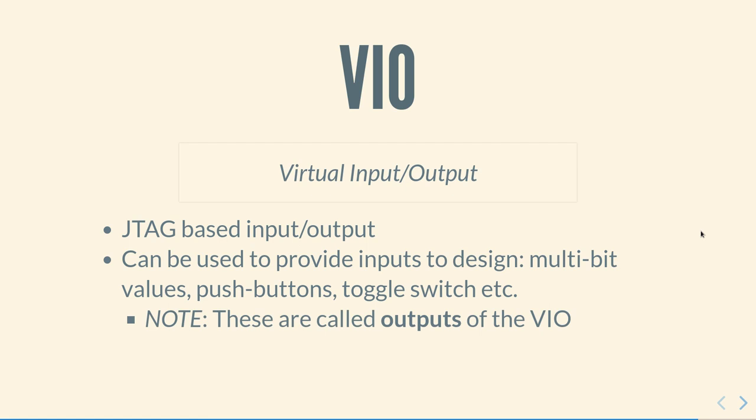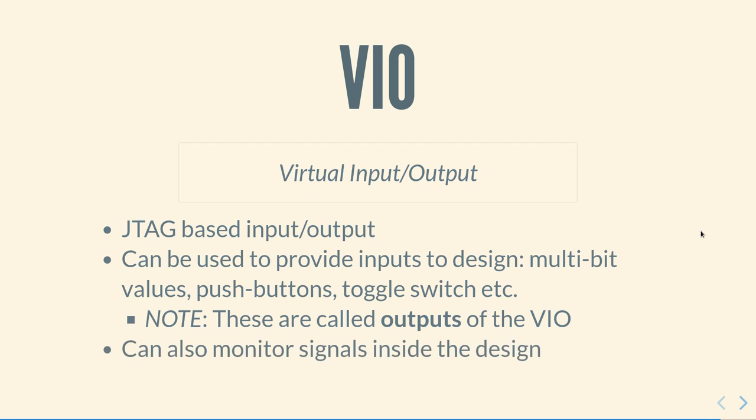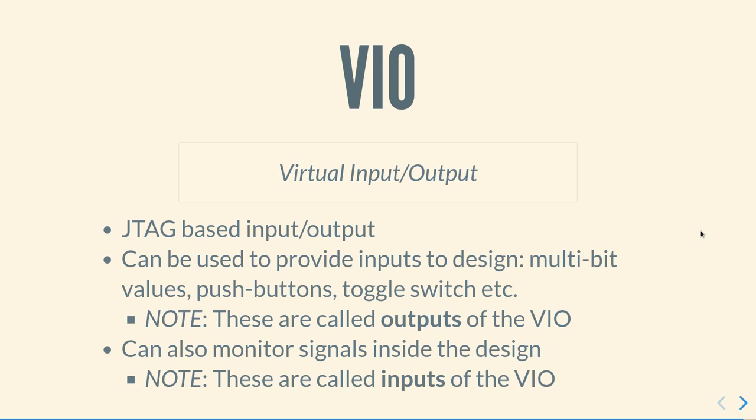These things that are inputs to the design are called outputs of the VIO. So keep that in mind when you're talking about the terminology. Secondly, we can also monitor signals inside the design. Those would be called inputs of the VIO. Basically, they're outputs of the design that are then seen as inputs of the VIO and can be monitored.